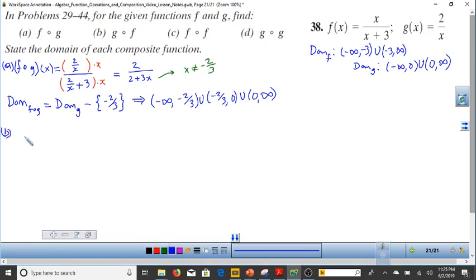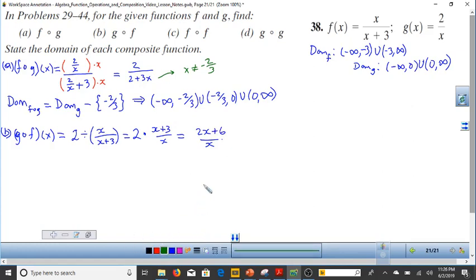Part B will be similar. So we're doing g of f of x. In this case, we're plugging f into g. So we're talking about 2 divided by the quantity x over x plus 3. Which means 2 times x plus 3 over x, which means 2x plus 6 over x. We only multiply the numerator by a whole number.